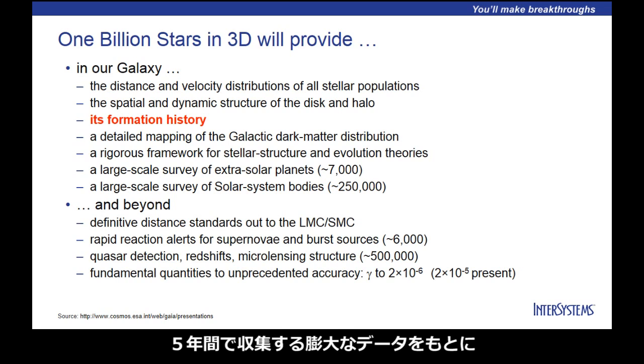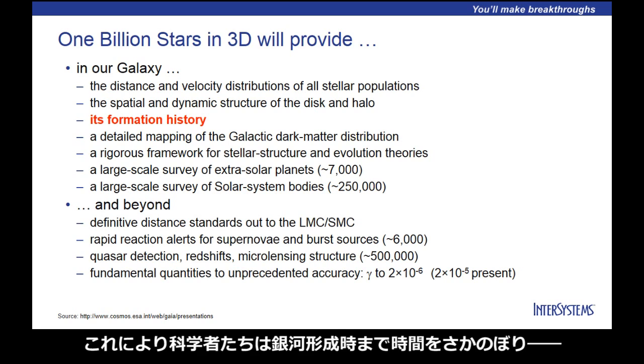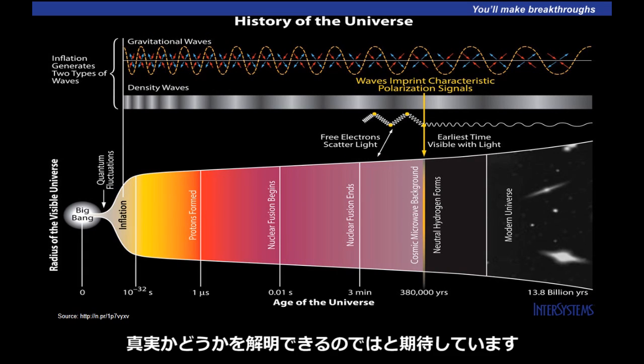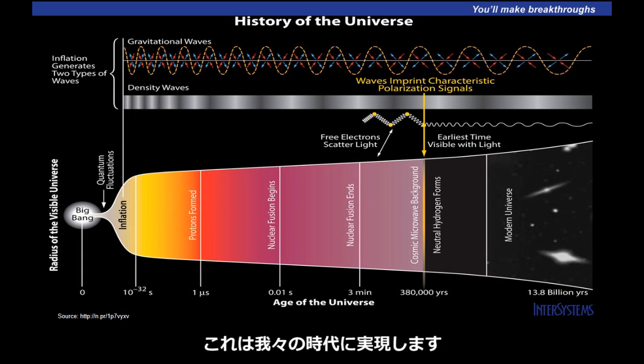Okay? By capturing this much data over a period of 5 years, and cataloging how these celestial bodies change, scientists are hoping to be able to rewind back in time to the formation of the galaxy and really see if what we know about the galaxy today is really true. Okay? This is going to happen in our lifetime.